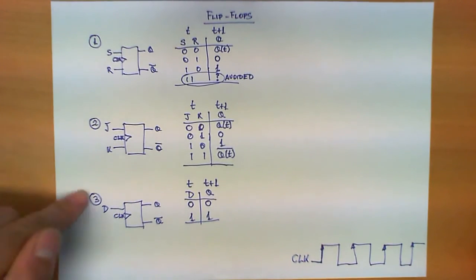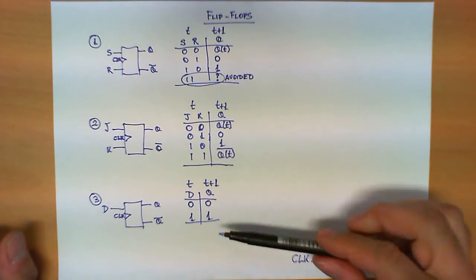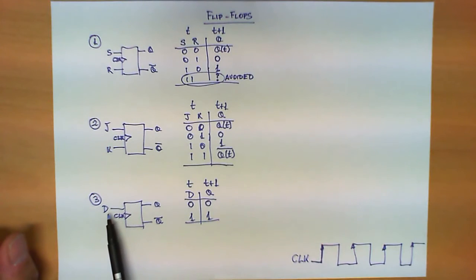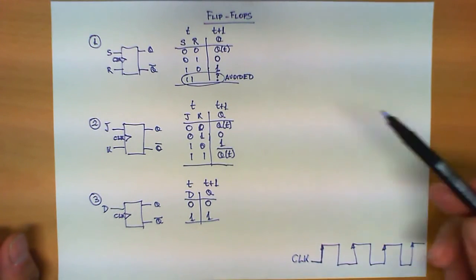Now out of these three, clearly the easiest one to remember is this one, because we can say that in the D flip-flop the output follows the input whenever the clock ticks.